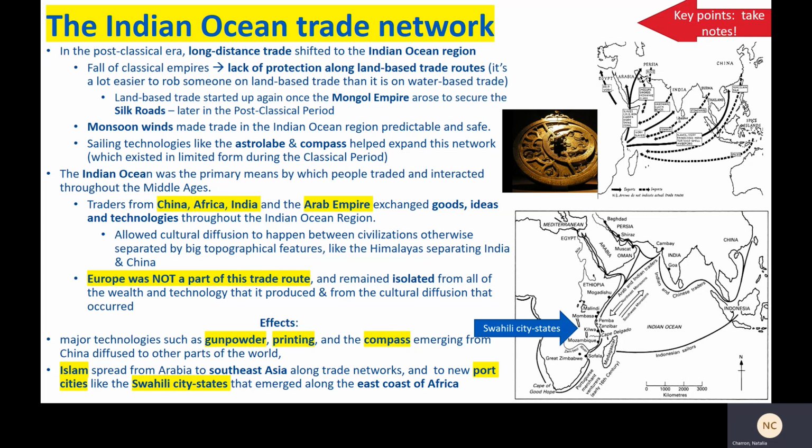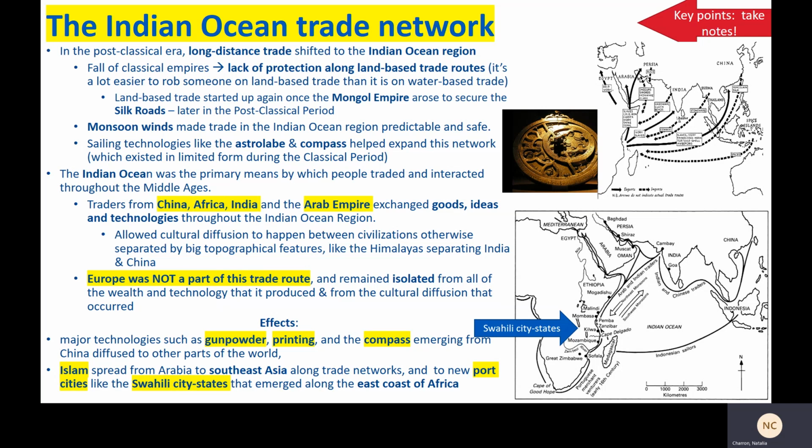This trade was possible partly because monsoon winds made the Indian Ocean region predictable and safe. That meant the winds blew sailors predictably in one direction according to one season, and then predictably back when the next season began. It was also possible because of sailing technologies like the astrolabe. There's that picture I promised you. It's a really cool thing. And the compass, which allows you to know north, south, east, and west when you can't tell and when you can't see the sun, helped expand this network.